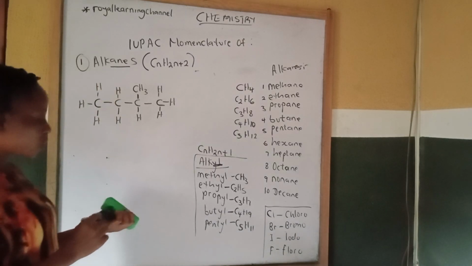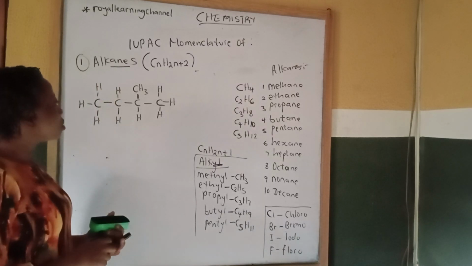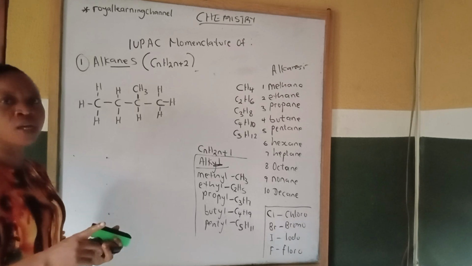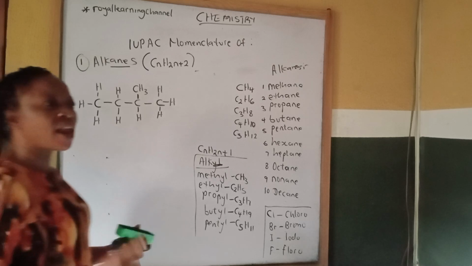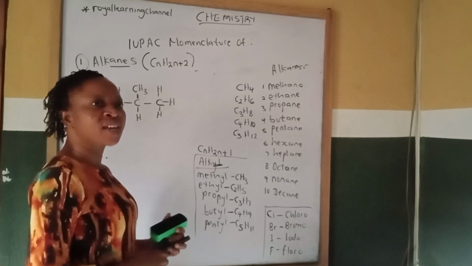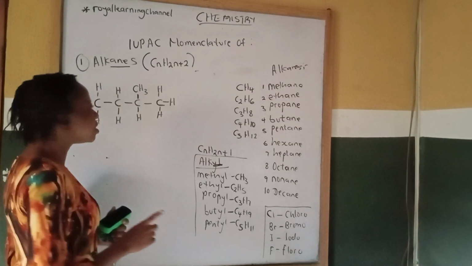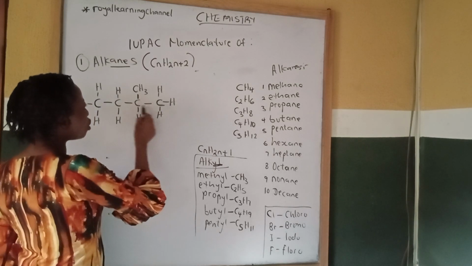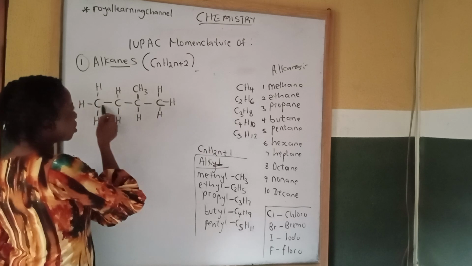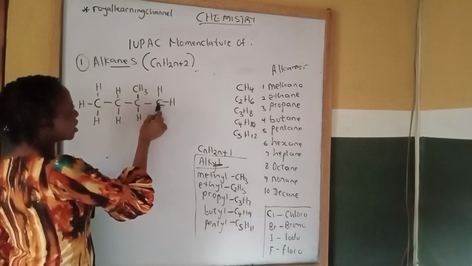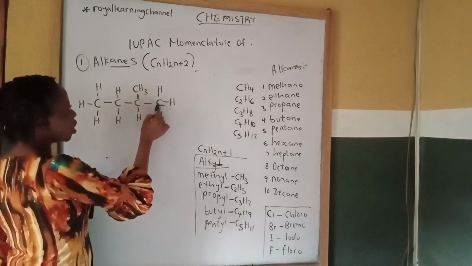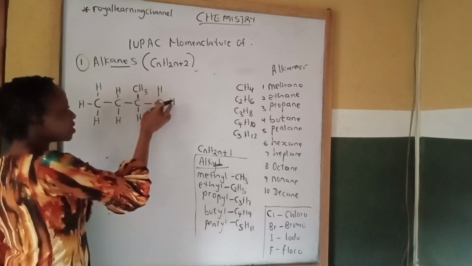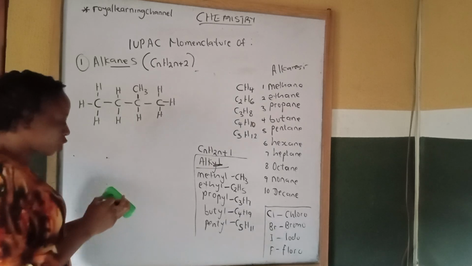Let's look at this structure. If we are to follow our rule, the first step in naming an organic compound, we first select the longest continuous carbon chain. So from this side, we have 1, 2, 3, 4. This one chain, then this another chain, 1, 2, 3. But the longest one is this, so we select this one. 1, 2, 3, 4. So this is our longest continuous carbon chain.